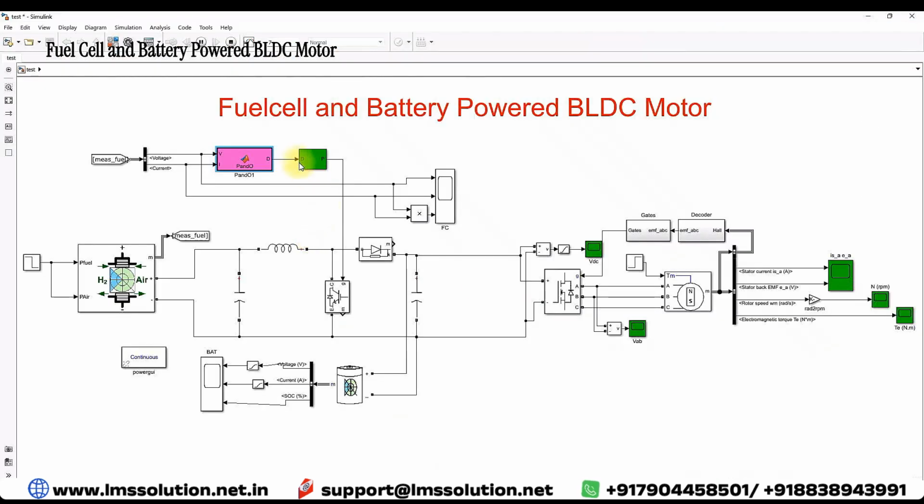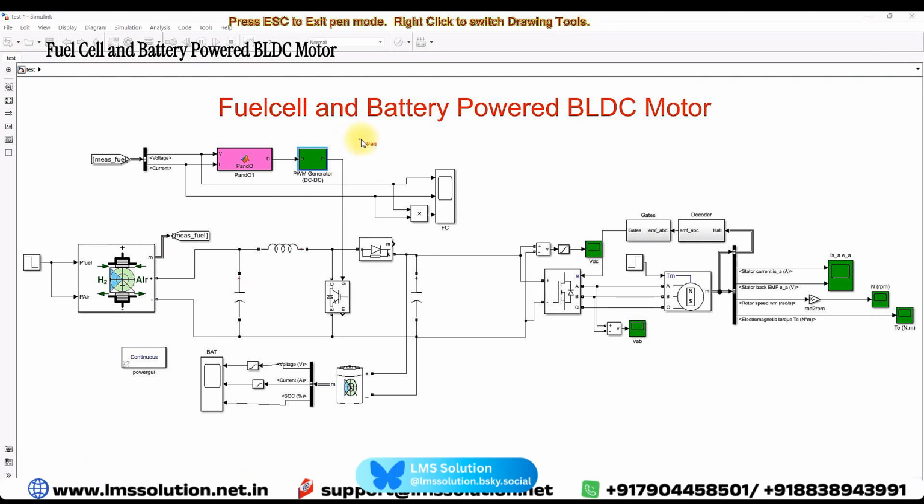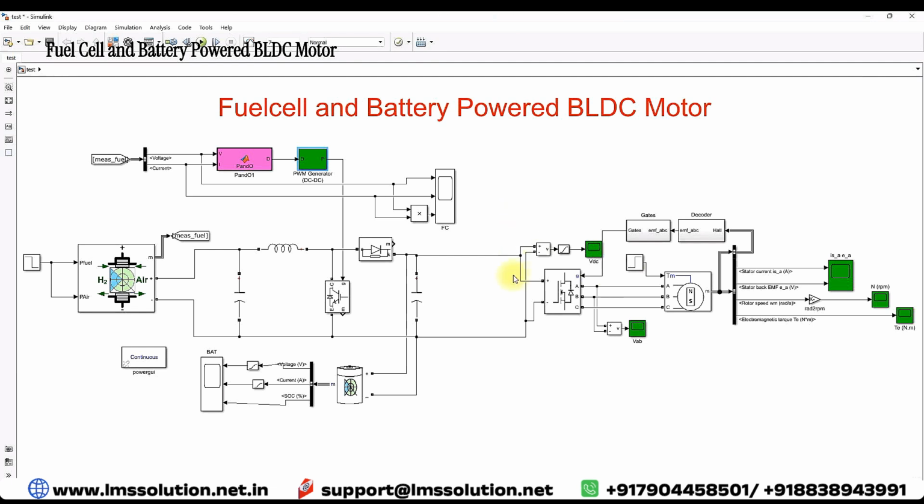Here the final output will be the duty cycle. The duty cycle will be compared in the PWM generator with a triangular or sawtooth waveform, which generates the impulses. This PWM impulse controls the IGBT of this boost converter in order to extract the maximum power from the fuel cell, as well as boost the voltage from around 24 volt to 48 volt. Here we are connecting a BLDC motor drive.